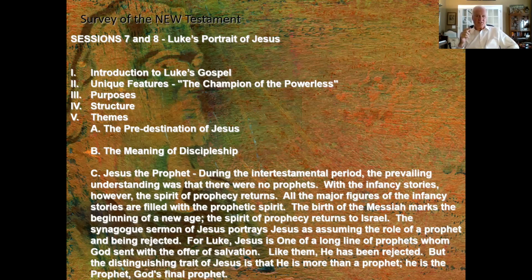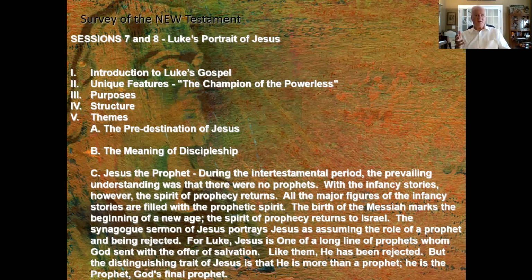But with the infancy stories in Luke's gospel, the spirit of prophecy really returns. All the major figures of the infancy stories are filled with this prophetic spirit, the spirit of God who enables them to speak in prophetic ways. The birth of the Messiah marked the beginning of a new prophetic age. The spirit of prophecy was returning to Israel.